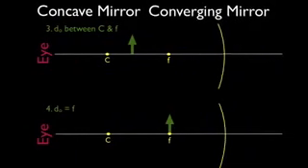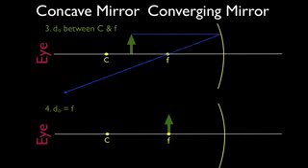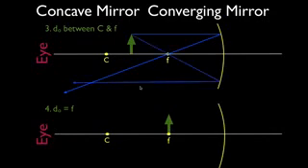The third one, we're going to do the same thing again. Now we have moved the object so it's between C and F. So I pick up my nice sharp pencil and my straight edge. I draw my first ray going in parallel, coming out through F. It must go through this point. The next one goes in through F, comes out parallel. So once again, it must go through this point. You have to draw it through this point. It's not just some random angle or some random ray. It's the one that goes through F, and there is the image.